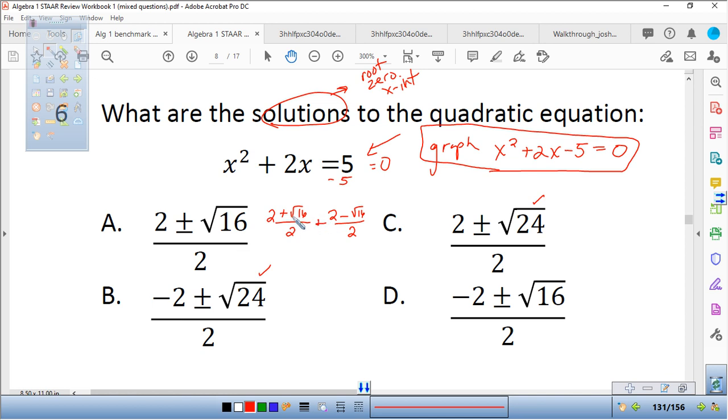Okay. So regarding this part right here, this one really is going to be 4, right? Plus 2, 6 divided by 2, also known as 3. This one here is 4. 2 minus 4, negative 2 divided by 2, negative 1.